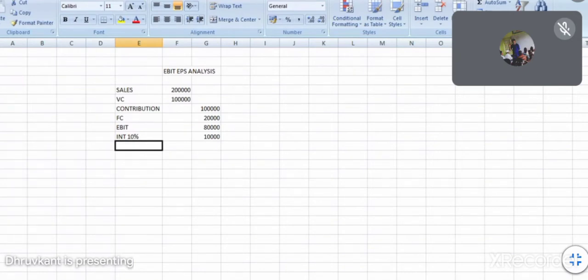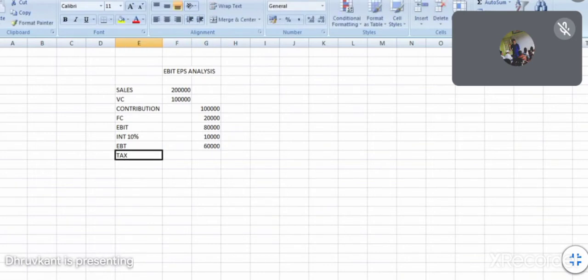Yes. First contribution, then this is the format we need to follow. First we deduct variable cost, then we deduct fixed cost, then we pay interest, and after that we pay taxes to the government. After deducting interest from EBIT, this is called EBT, earning before taxes.